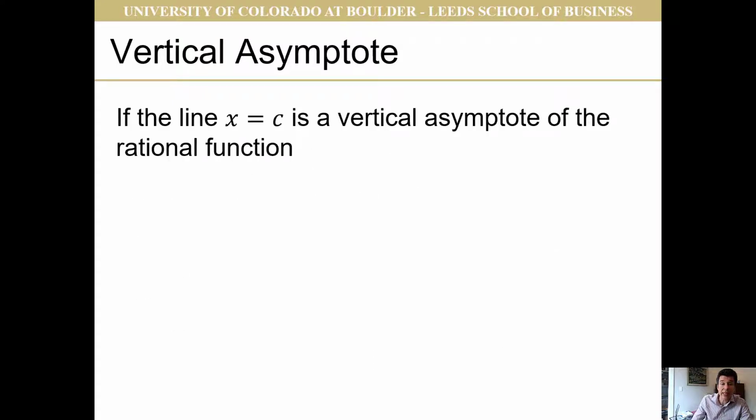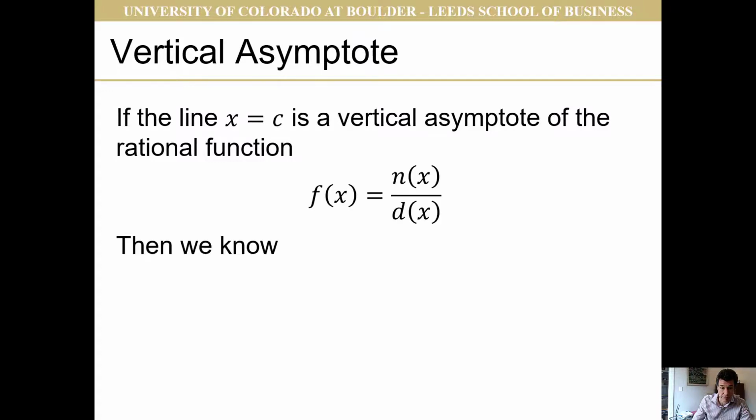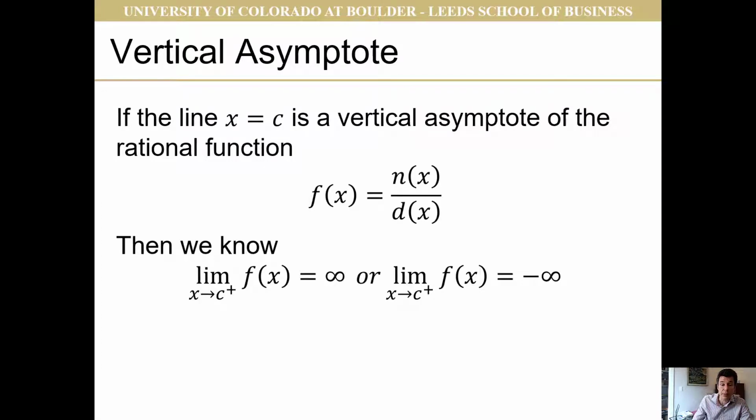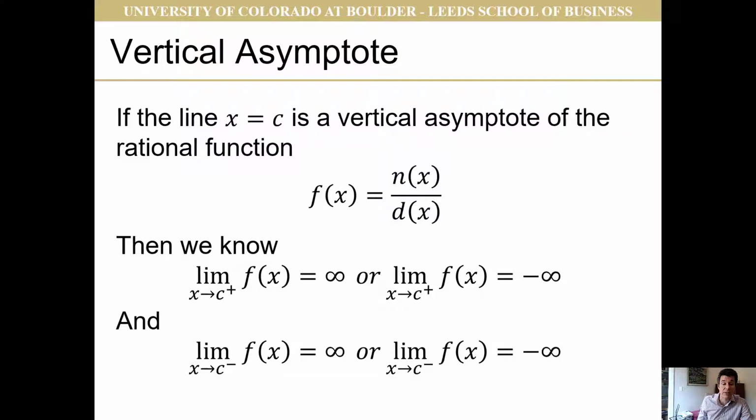Now if the line x equals c is a vertical asymptote of a rational function, then we know the limit as x goes to c from the right is equal to infinity or negative infinity, and the limit as x goes to c from the left is infinity or negative infinity.